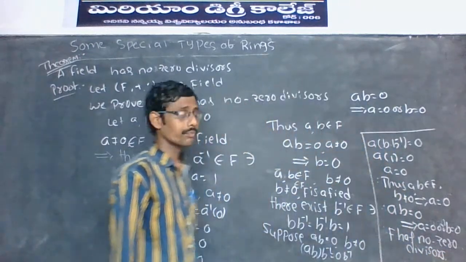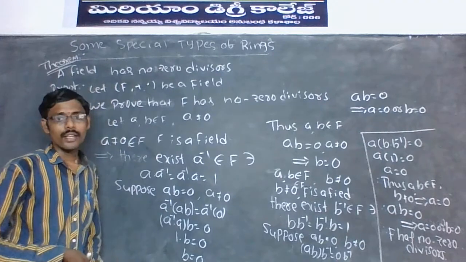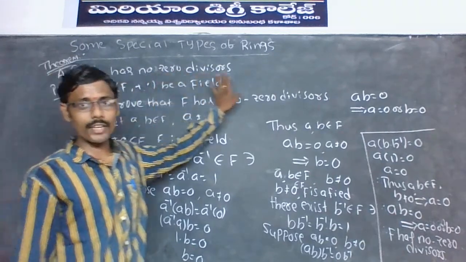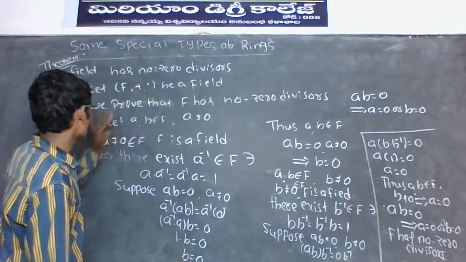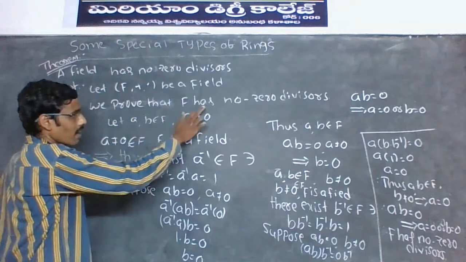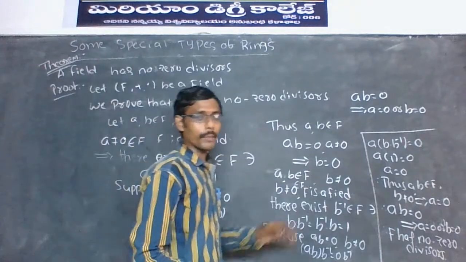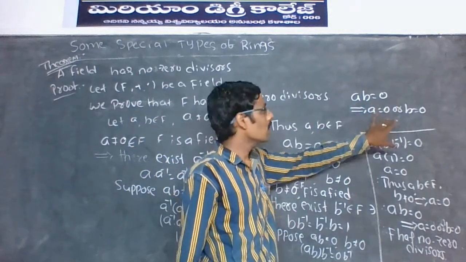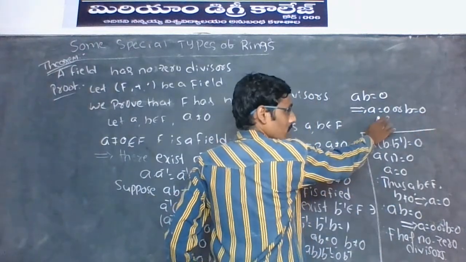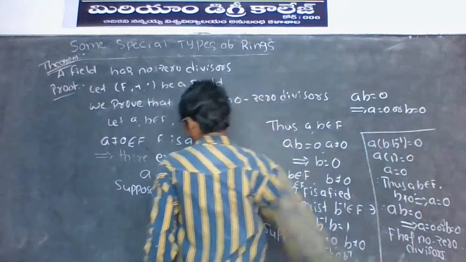I will explain again. A field has no zero divisors. Theorem: a field has no zero divisors. Let (F, +, ·) be a field. We prove that F has no zero divisors. That means AB is equal to 0 implies A is equal to 0 or B is equal to 0.